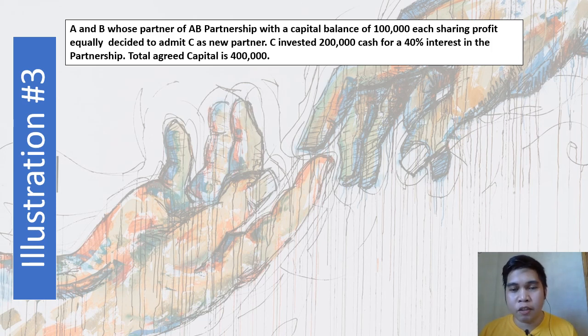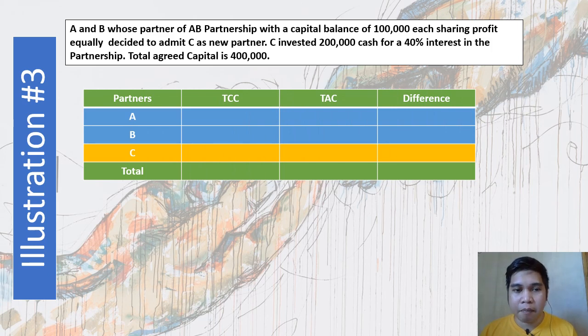So as usual, let's prepare an initial table. So partners A, B, and C, then the total. So ilatag natin yung total contributed capital. So kay A, we have 100,000. Kay B, 100,000. Kay C, 200,000. Then ang total natin ay 400,000 pesos. However, the total agreed capital is also given. So sabi dyan, 400,000 pesos.